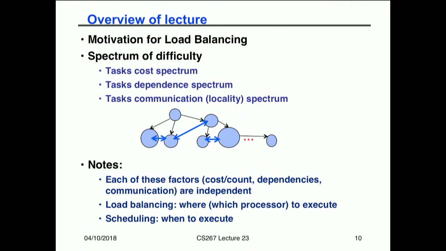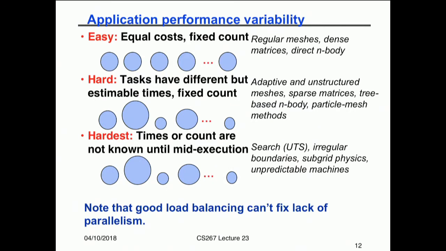And so load balancing is really about where to execute each task and which processor to execute on. There's a separate kind of scheduling question, which is when do you execute it, and these often get mixed up, and we will in some cases talk about scheduling as well as load balancing today, but they really are two not completely independent pieces. Obviously, when you are scheduling something, you can only schedule the things that have been assigned to that processor, but they are somewhat separate parts of the problem.